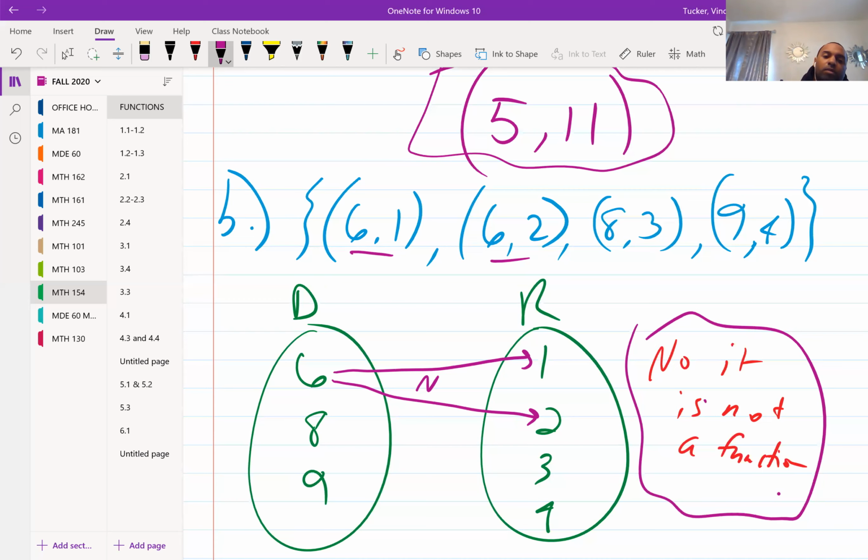All right. Questions on that? So far we haven't done any calculations, just concepts of what a function is and what it is not.